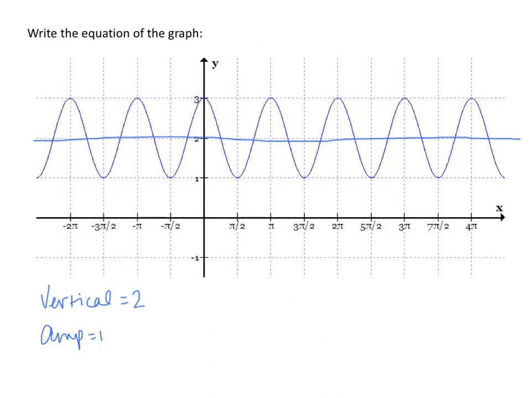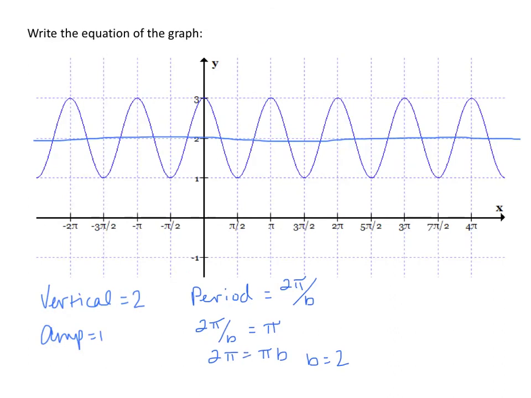Finally, I need to look at the period of the graph. I'm starting at a maximum, down, and ending at a maximum. So I complete one cycle in pi units. So I remember that 2 pi over b is equal to the period. So 2 pi over b has to equal pi. 2 pi has to equal pi times b, which means that b in this case is equal to 2.